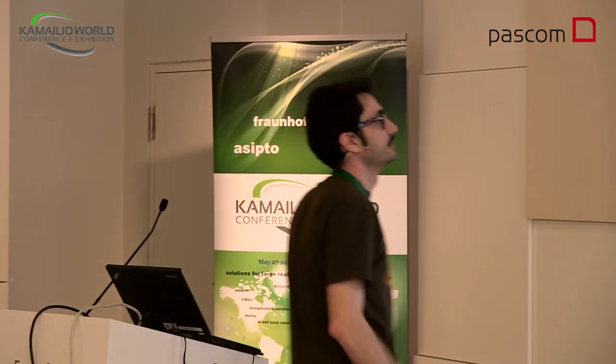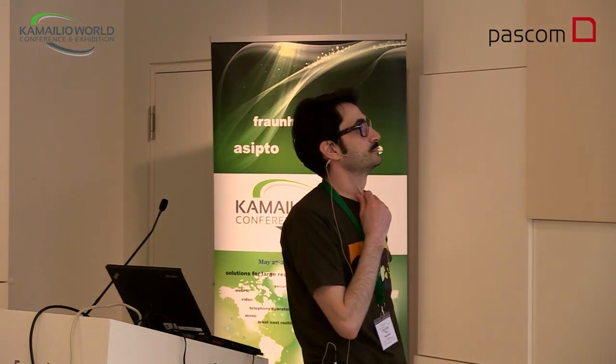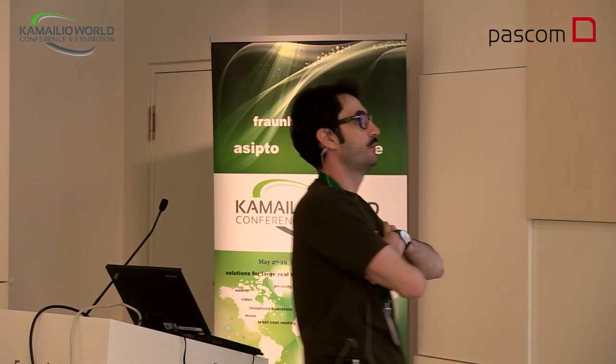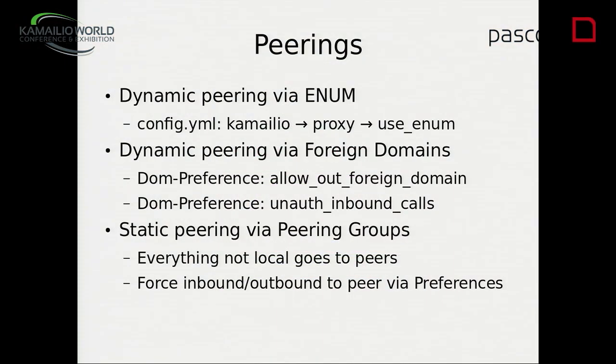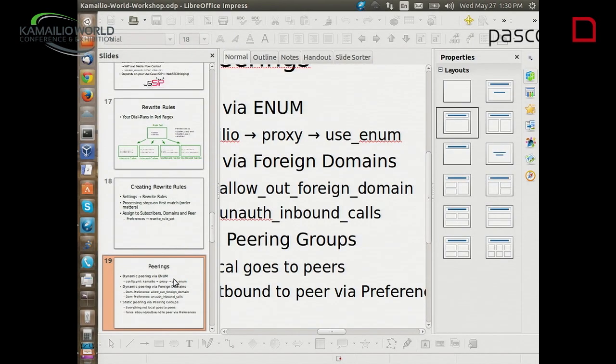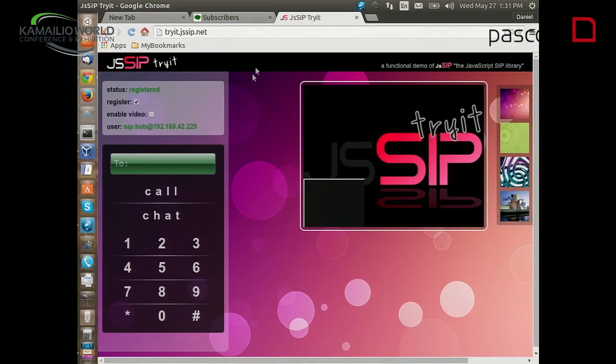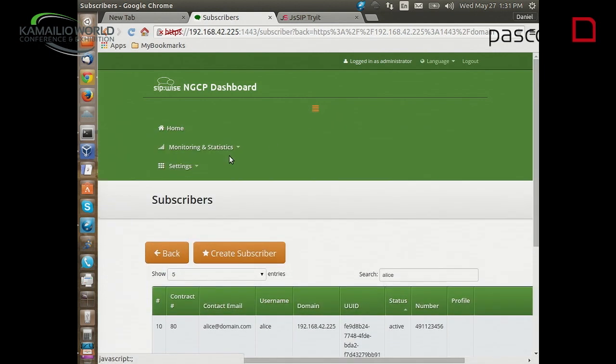We can allow, for example, foreign domain to go out, so we are able to call foreign domains through our platform. We can unauthorized inbound calls if it's needed. And we can otherwise create the peering rules, the peering groups, which will basically contain your peering server.